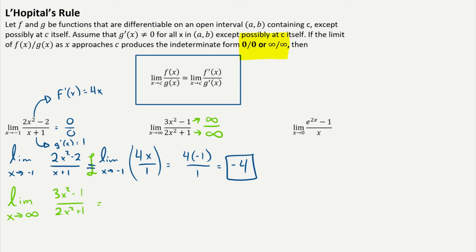So this equals, put my little L for doing L'Hopital's, the limit as x approaches infinity of 6x over 4x. But notice here, if I do direct substitution, I still get infinity over infinity. So I'm still stuck. Oh, but this is still an indeterminate form. So guess what? You can apply L'Hopital's rule a second time. You can apply it as many times as you need, so long as it continues to be in indeterminate form.